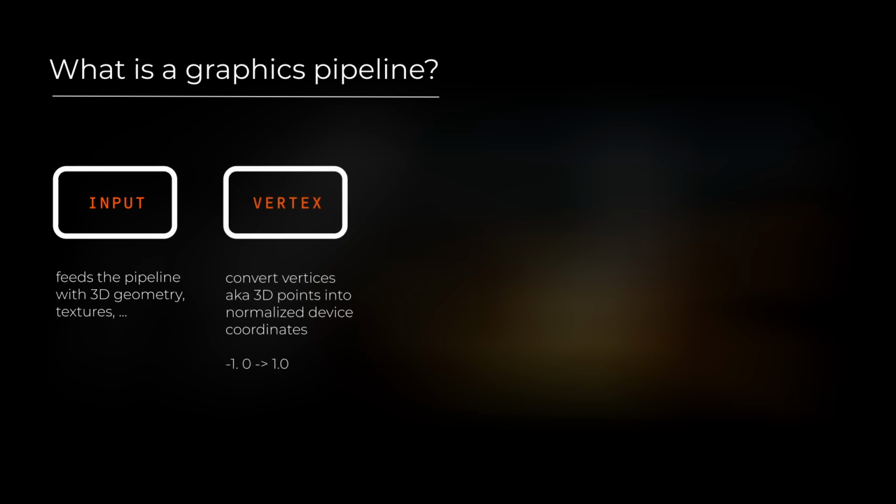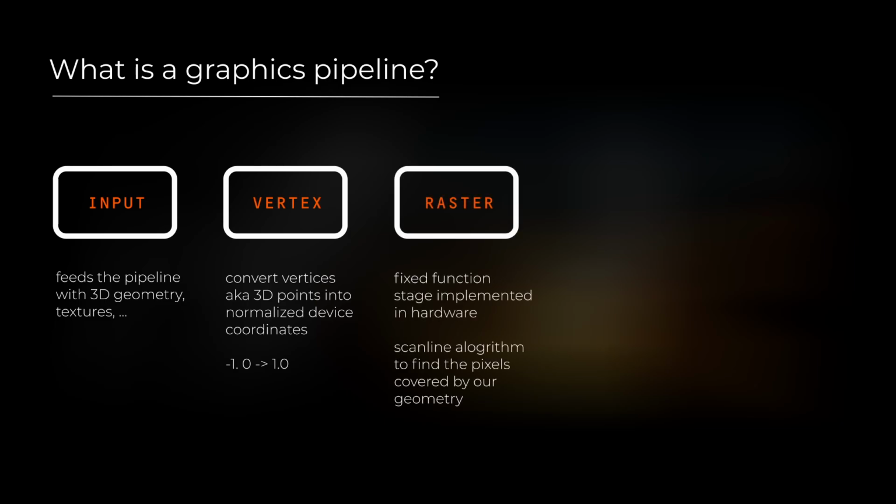The vertex stage runs our own vertex shader, which converts every single 3D point from our geometry into normalized device coordinates. The job of the rasterization stage is to figure out which pixels on the screen are covered by the geometry we have sent in. Unlike the vertex stage before, this stage is a so-called fixed function stage and can't be changed programmatically. This is completely implemented in hardware.